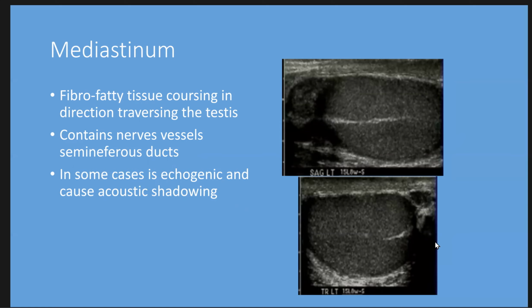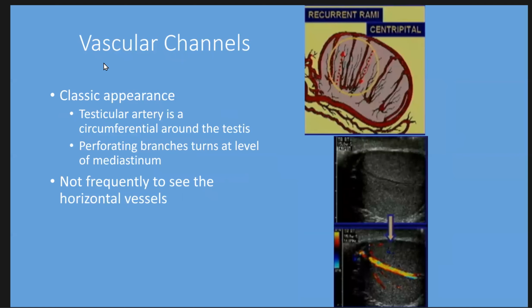This is the mediastinum. And vascular channels: the classic appearance of the testicular artery is circumferential around the testis, with perforating vessels at the level of the mediastinum, and not frequently seen, a horizontal vessel as in this example.